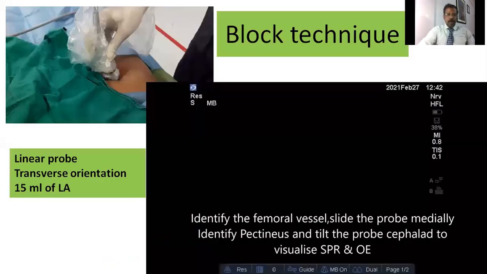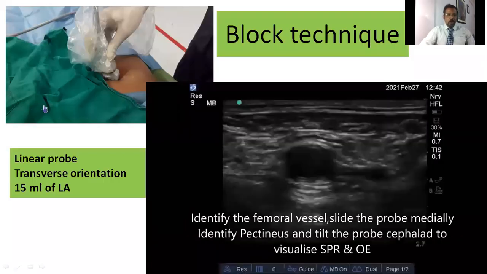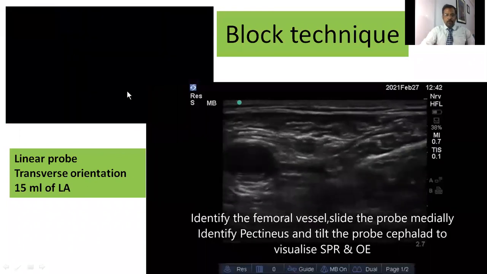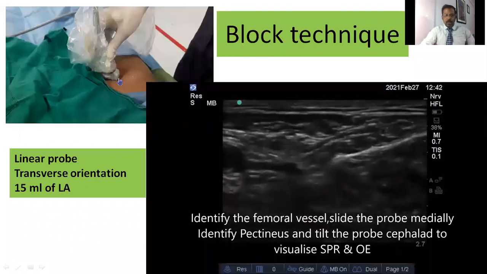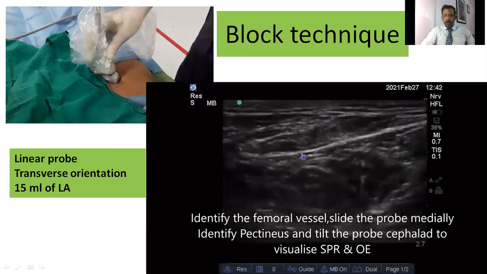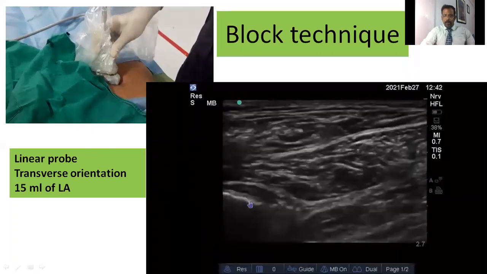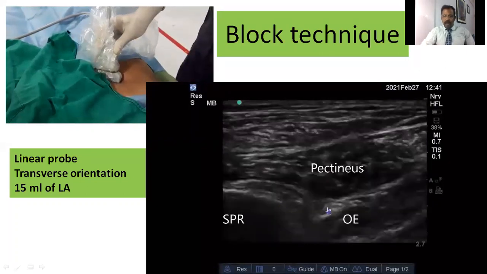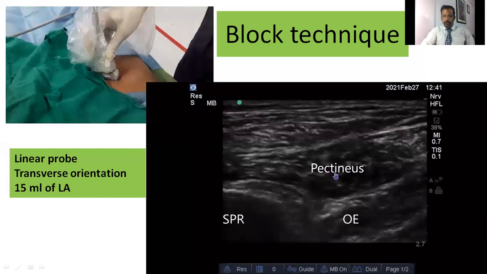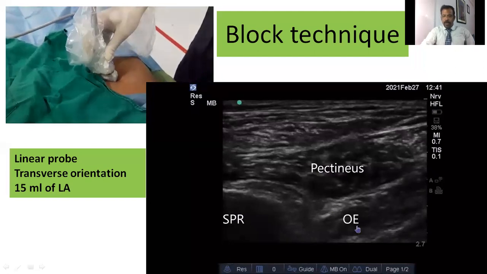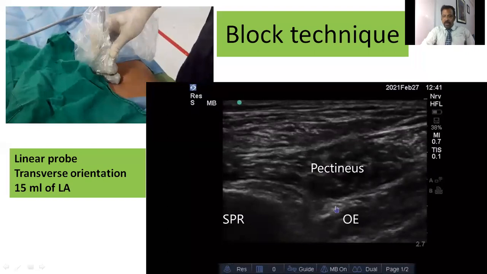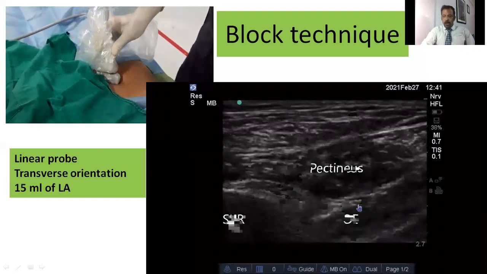And this is the way I do my obturator nerve block. I put my probe in the femoral crease, and slide my probe medially. I see the pectineus, and as I see the pectineus, I tilt my probe cephalad, and I can see the superior pubic ramus, the pectineus and obturator externus, and in this plane lies the common obturator nerve.